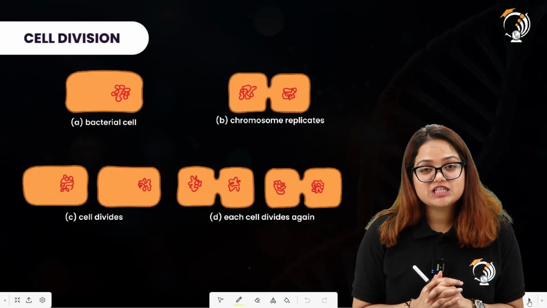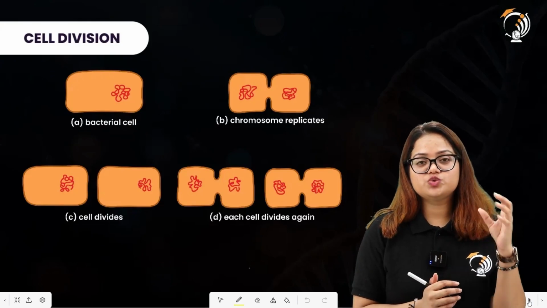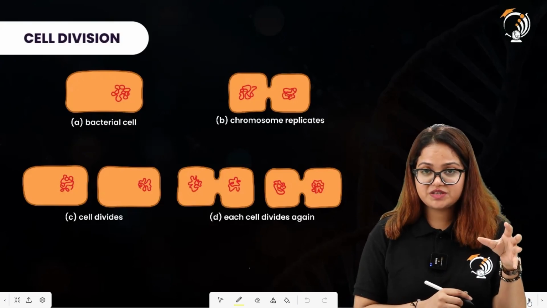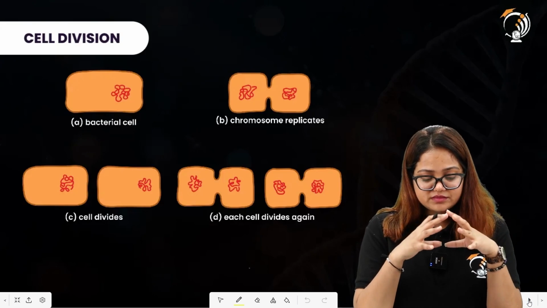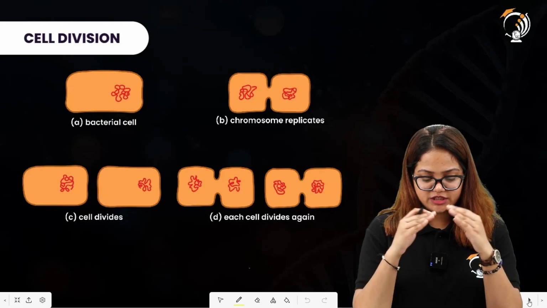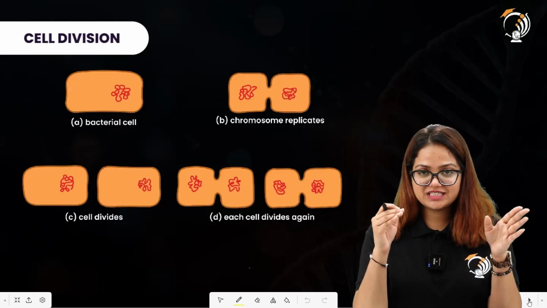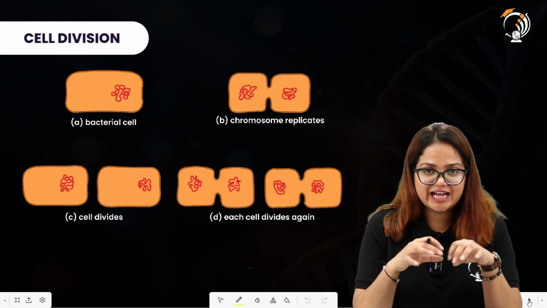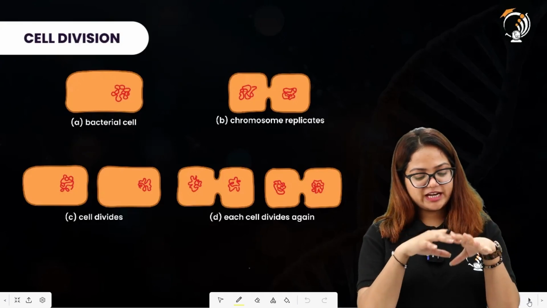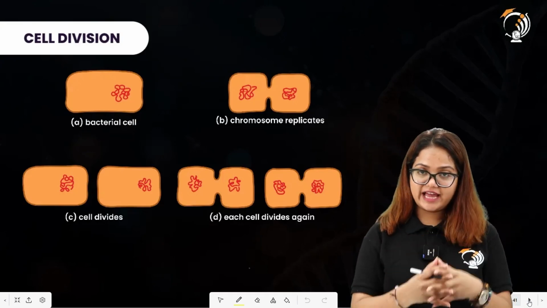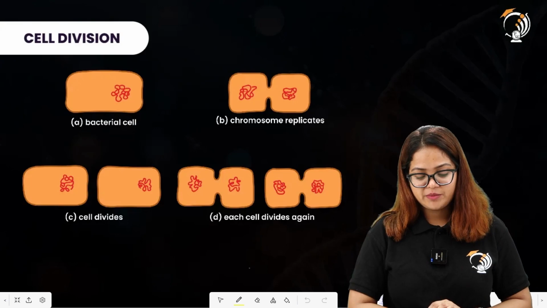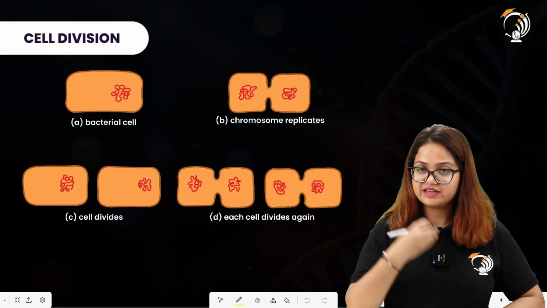Cell division is a process by which a single cell gives rise to two daughter cells. Here you can see that the bacterial cell is present in diagram A. The cytoplasm divides since the genetic material has already divided into two. There will be no nucleus in the bacterial cell, so we simply say that the genetic material has been divided into two daughter cells here. The cytoplasm is still attached here. The cytoplasm then divides, and then we say the cell has divided. Each cell here will divide through the same process, and cell division occurs again.